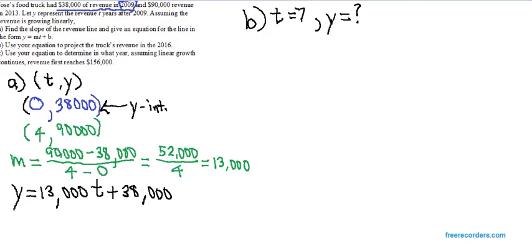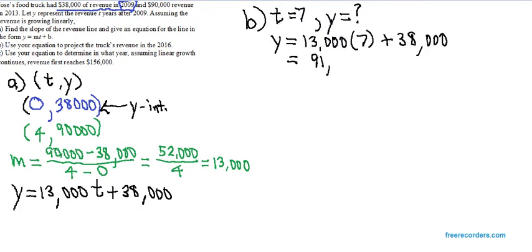So using our answer to part A, y is going to be 13,000. We'll substitute in the value 7 for t, and then add the 38,000. So 13,000 times 7 is 91,000, and then 91,000 plus 38,000 is $129,000. That's our projection of the revenue.